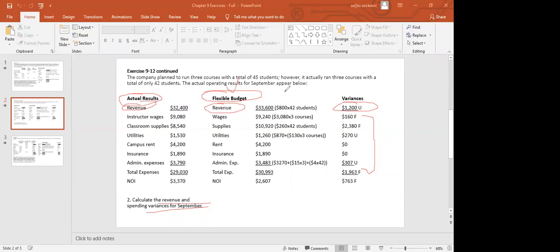activity, actual quantity. So you see here, the company planned to run 3 courses with 45 students. However, it actually ran 3 courses with a total of only 42 students. So now you have to be mindful of this. It could have been here, instead of 3 courses, 2 courses, right? So you have to be mindful here and know that you need to use this number, 42 students, and this number, 3 courses, stays the same as here. The bottom line, you need to be mindful that you need actual activity.